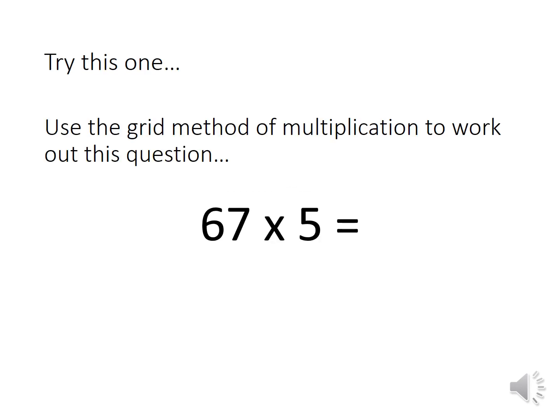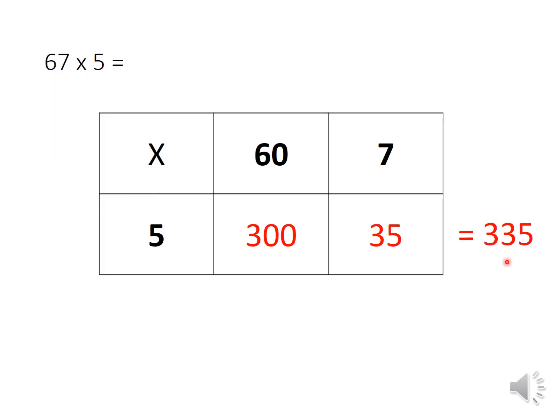See if you can do this one. Again, take a pause in the video. So 67 was partitioned into 60 and 7, and they're times by 5 down here. 60 times 5 is 300. 7 times 5 is 35. Add them together and we get 335.